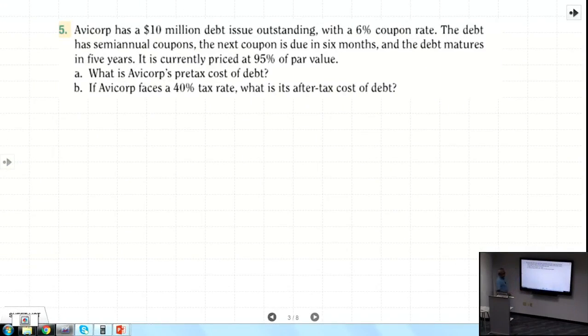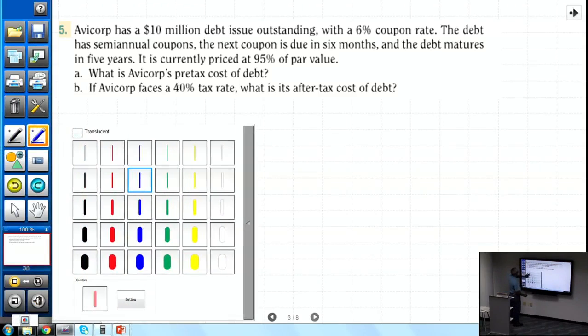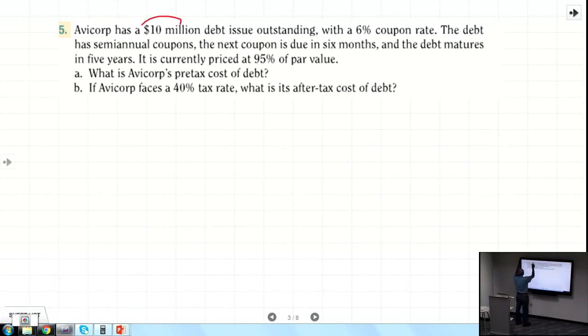Let's take a look at problem number 5. We have, again, 10 million of debt issue, 6% coupon, semi-annual coupon. Next coupon is due in 6 months, it's semi-annual. Debt matures in 5 years. Currently it is priced at 95% of par value. So what's the pre-tax cost of debt?